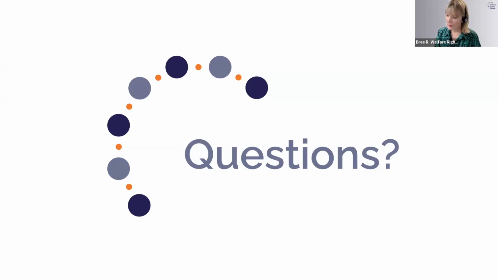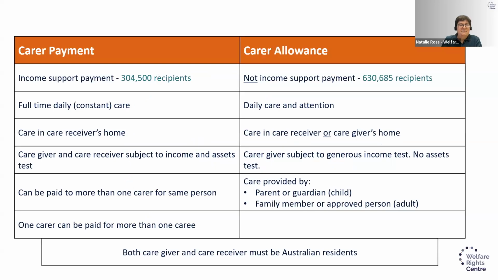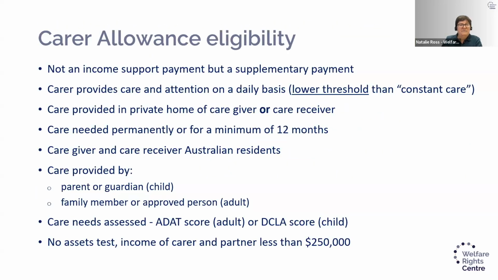If somebody works full-time but cares for somebody experiencing mental illness, are they eligible for carer allowance? Well, it depends if they meet the criteria. If we go back to our eligibility criteria: are they providing care and attention on a daily basis in the home of the person who's receiving the care? Is that care needed ongoing or for a minimum of 12 months? Does the person's care needs meet the minimum score? So it's impossible to answer hypothetically. It just depends on whether they meet those eligibility criteria.